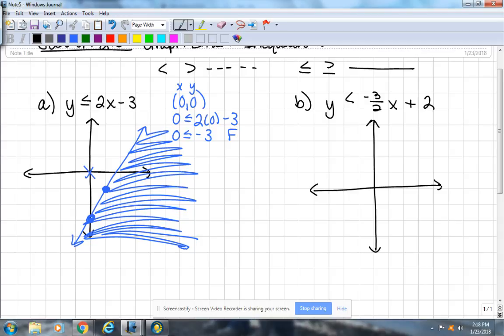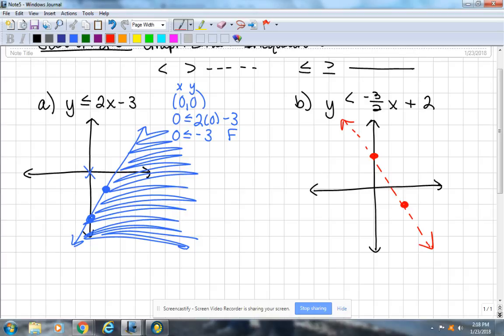What's our y-intercept? 2. So put that on the y-axis. What's our slope? Negative 3 over 2. So I go down 3 and to the right 2. And we draw a dotted line. And again, don't make a little short line. Make your line go as big as your graph does. And remember, for inequalities, we're not done.